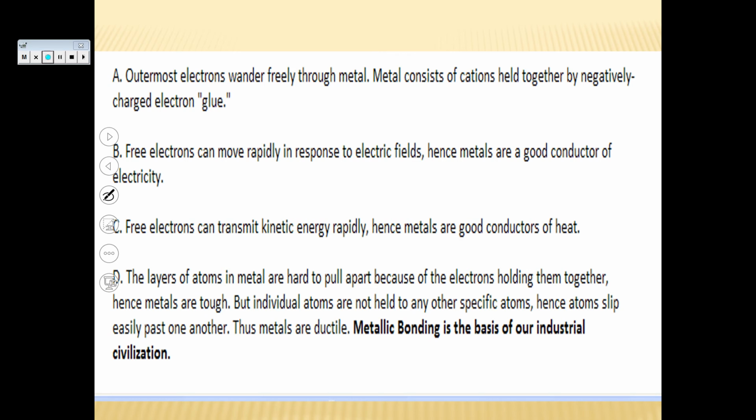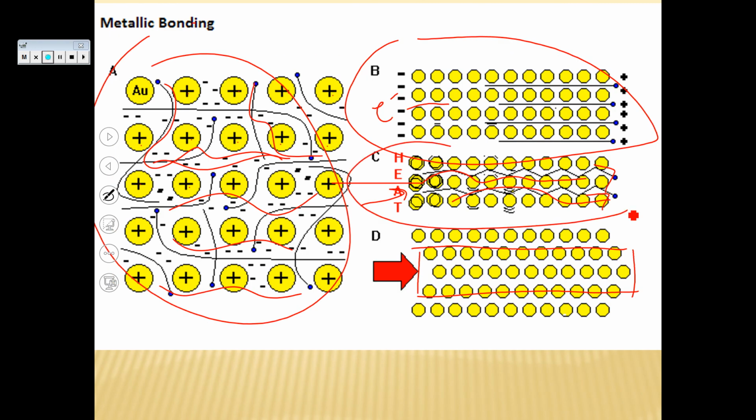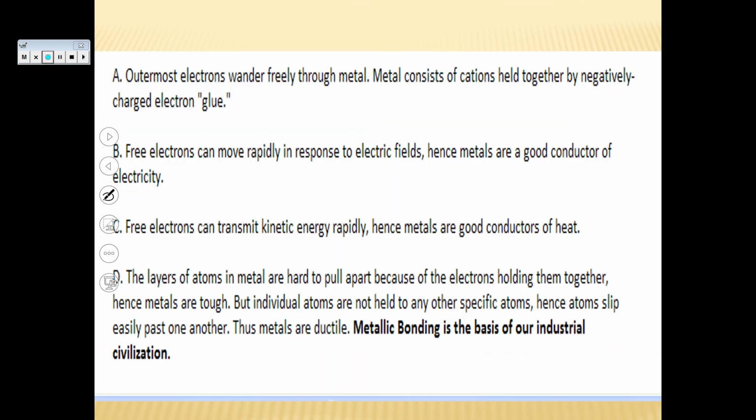C, the free electrons can transmit kinetic energy rapidly, hence metals are good conductors of heat. So this was that one. And then D, the layers of atoms in metal are hard to pull apart because of the electrons holding them together, hence metals are tough. But individual atoms are not held to any specific atom, hence atoms slip easily past one another. Thus metals are ductile. Metallic bonding is the basis of our industrial civilization.